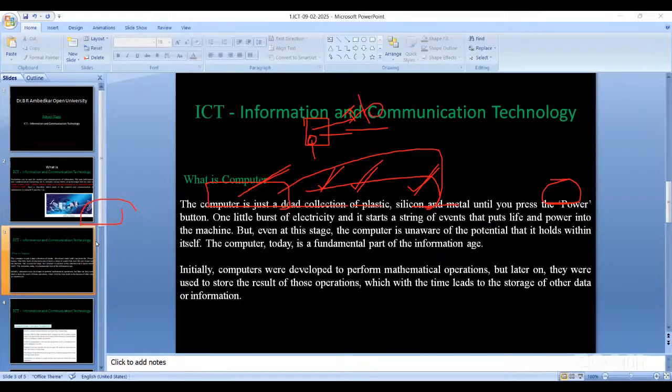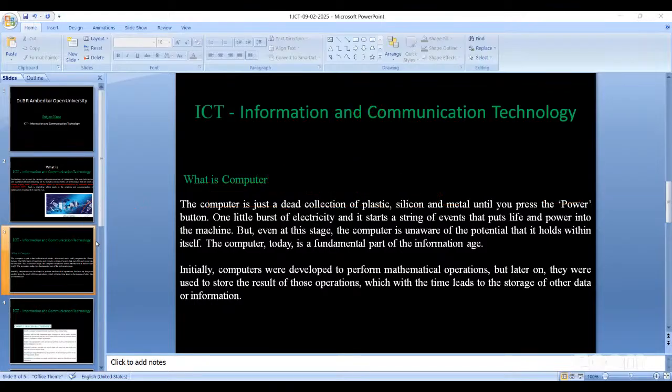That is what the computer contains. Until we press the power button, there is no communication between these components. These components we represent as a dead collection. That is what a computer is. Now we will understand one by one.